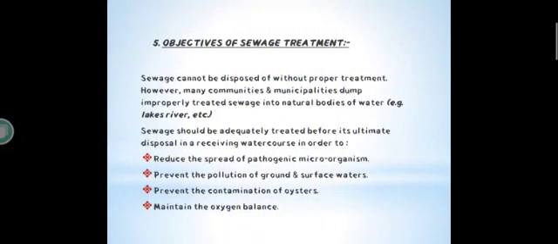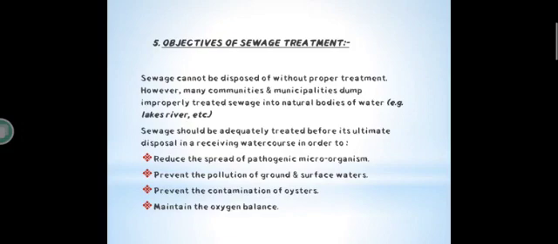Next is objectives of sewage treatment. Sewage cannot be disposed of without proper treatment. However, many communities and municipalities dump improperly treated sewage into natural bodies of water, that may be lakes, rivers, and streams.